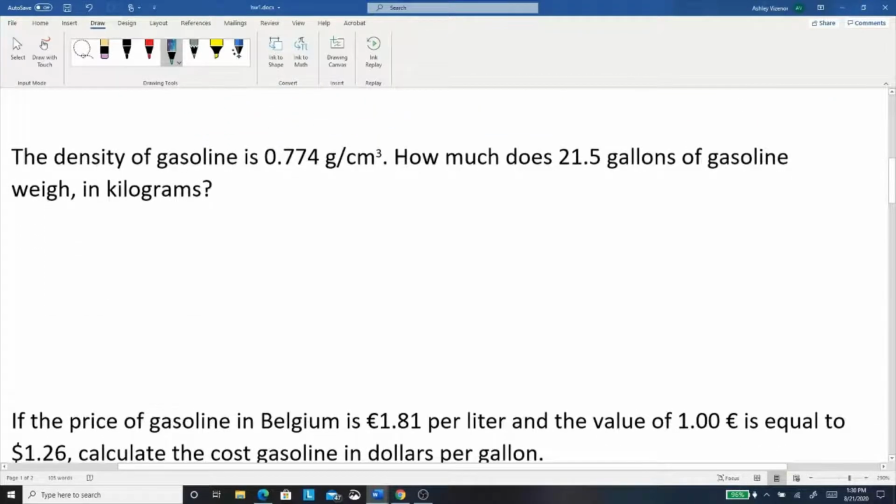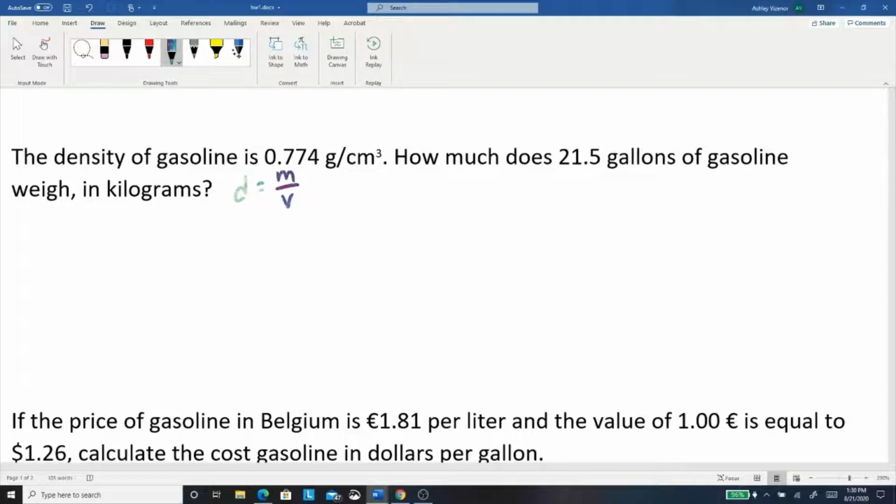Our next question, we are given a density of gasoline, and we want to know how much 21.5 gallons weigh in kilograms. So one thing with densities, we can think of it as a conversion factor. There's a couple different ways to do problems with density. Some people prefer to use density equals mass over volume.